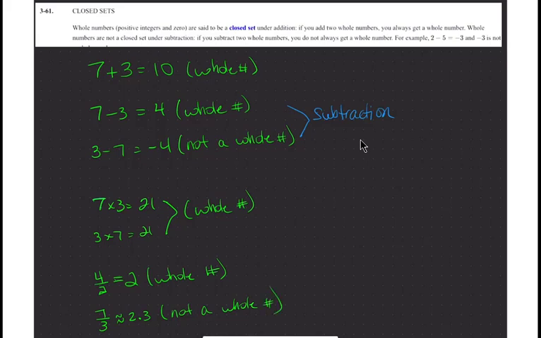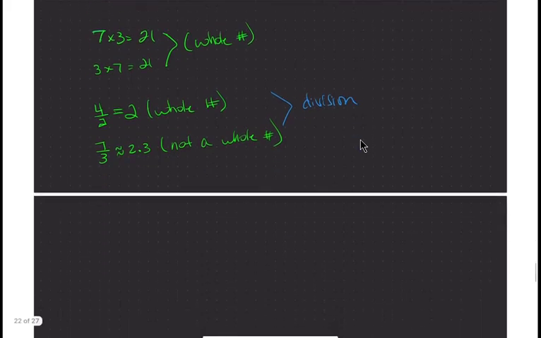So it's not a closed set under subtraction, and you can't get a closed set under division, because on those two it doesn't always work. So they just want to throw that definition out for you, because I bet you it's going to come back to us one day. All right.